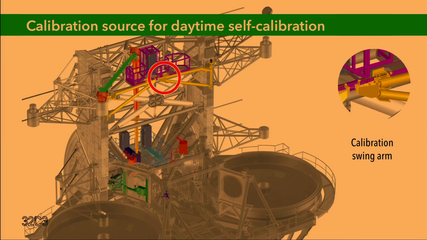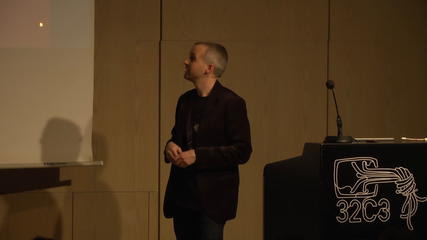The calibration unit for daytime calibration can be put into the beam, so these arms can swing over the primary mirror, and then we can inject artificial stars via a hologram into the whole unit during daytime and calibrate this whole thing. And then, yes, we are back here. This is how we look. And maybe concentrate on these two areas first. I will flip back and forth many times.